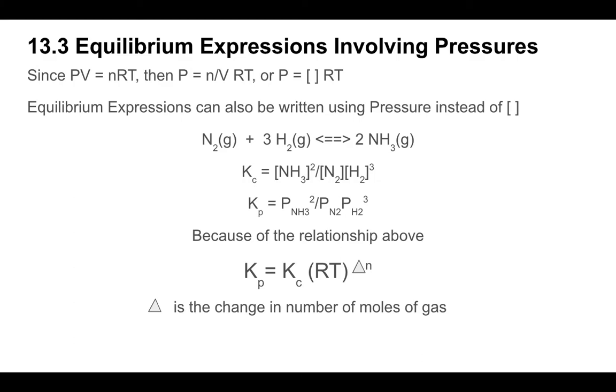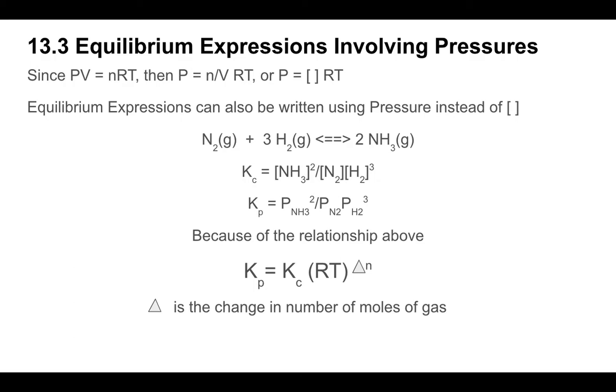There's the Kc way, which for the Haber process would be ammonia squared over nitrogen times hydrogen cubed, or the Kp way. So if you see this subscript P on K, it means use pressures, not moles per liter, and you would get P NH3 squared over P N2 and P H2 cubed. So that's an alternative way to do an equilibrium problem, using partial pressures of the product and reactant gases instead of moles per liter.